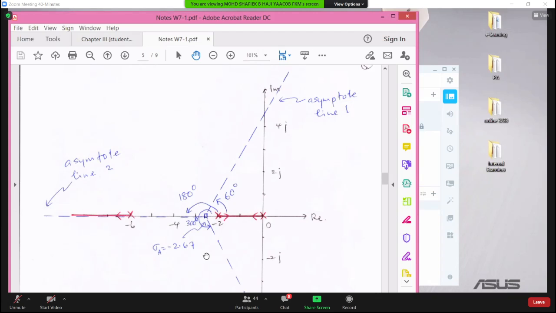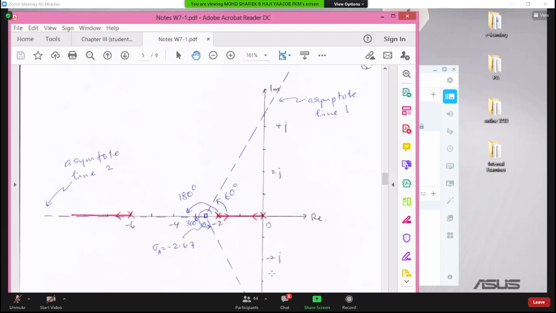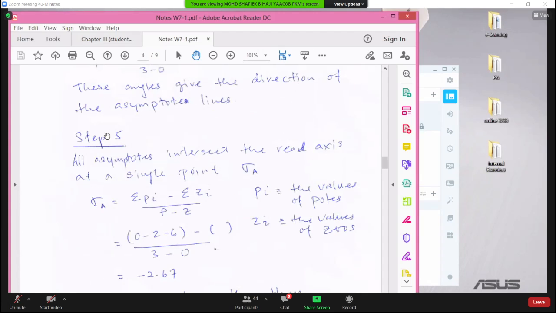And the last asymptote line will go through the same point, the intersection of asymptotes point, at an angle of 300 degrees. So we can now draw this third asymptote line. See? Now everything becomes clearer. We are now at step 5 already, more than halfway through. There are 9 steps.